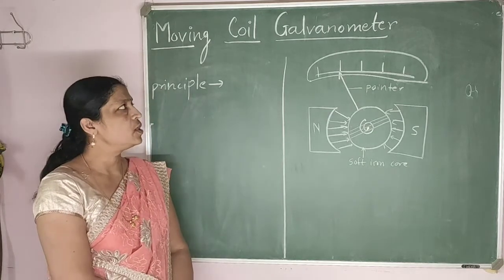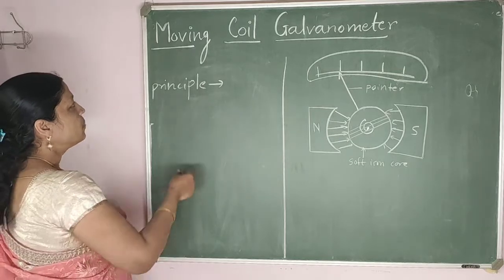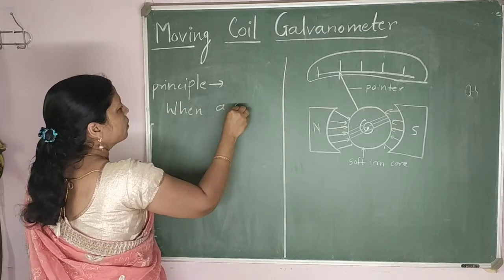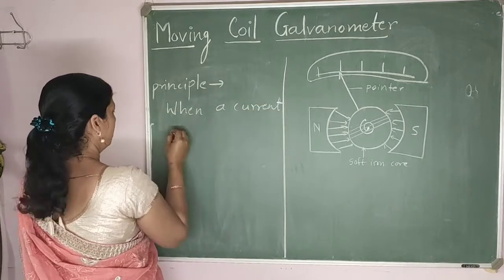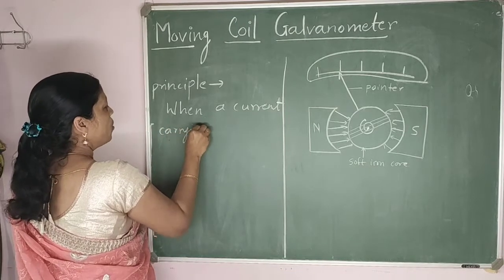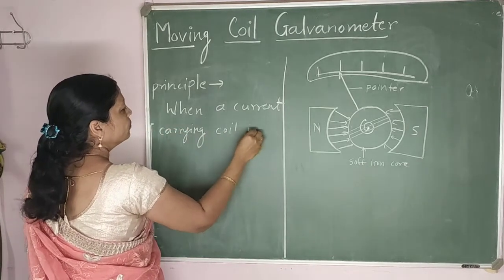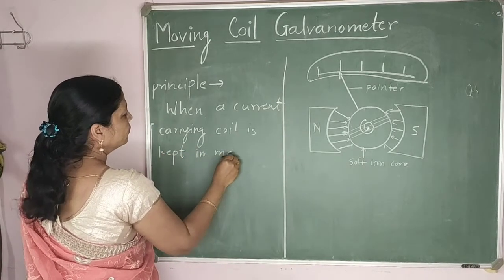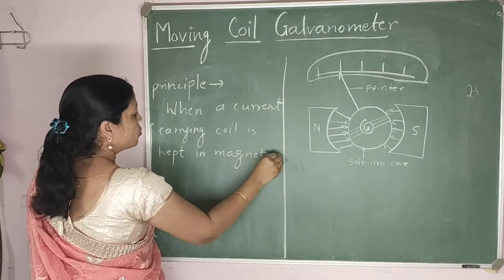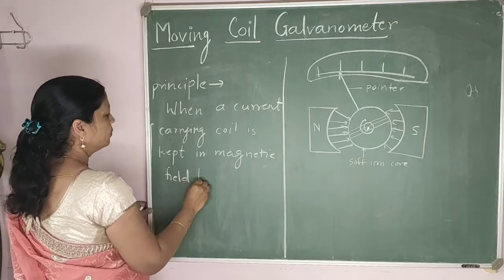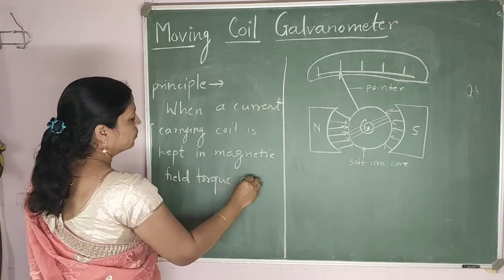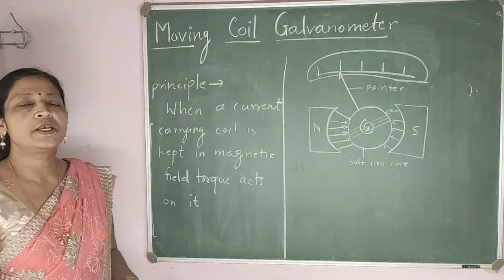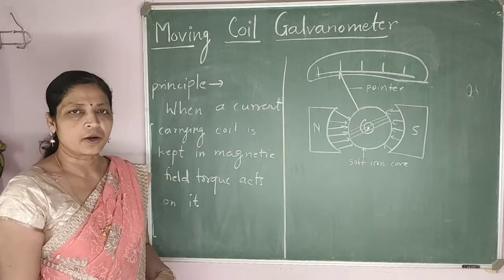So what is the principle of this moving coil galvanometer? The principle of moving coil galvanometer is that when a current carrying coil is kept in a magnetic field, torque acts on it. This you know, students. When a current carrying coil is placed in a magnetic field, then torque acts on it.